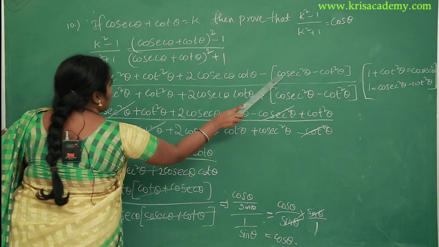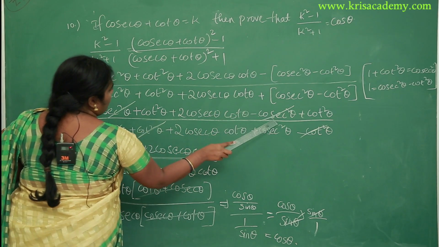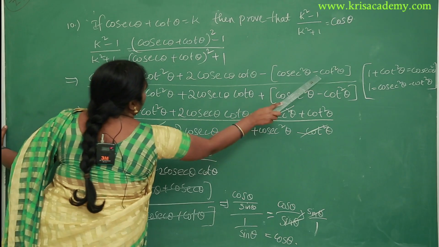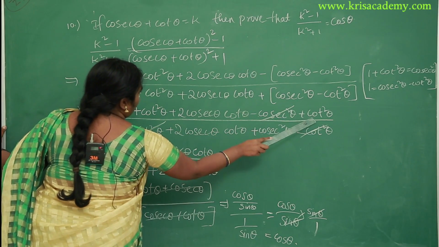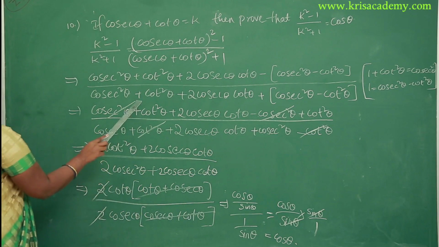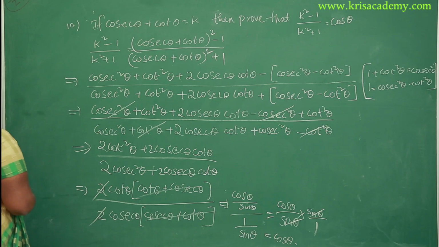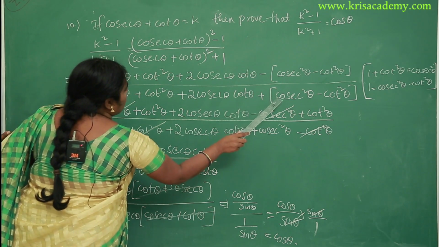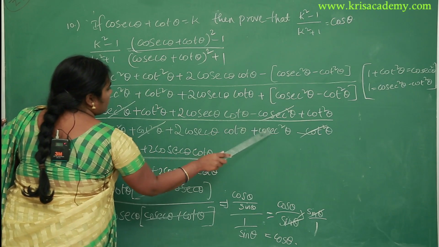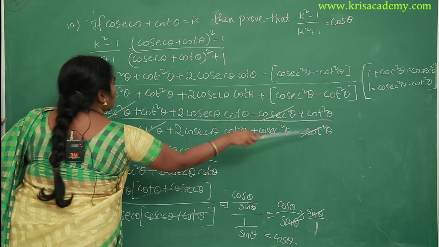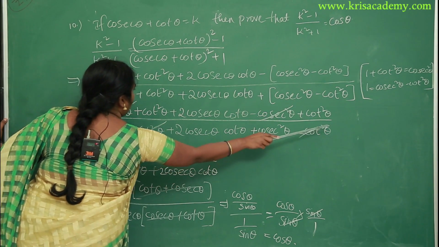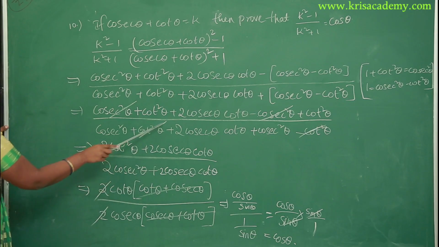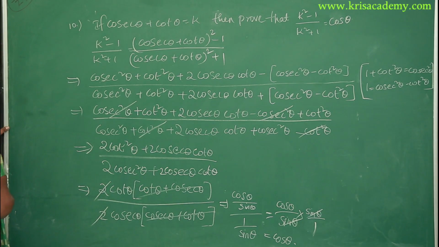Now multiply plus into minus, minus cosecant square theta. Minus into minus, plus cot square theta. Minus cosecant square theta plus cosecant square theta will get cancelled in the numerator. Now say the denominator. Plus into plus, plus cosecant square theta. Plus into minus, minus cot square theta. Minus cot square theta plus cot square theta will get cancelled.